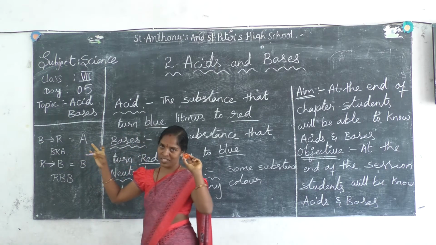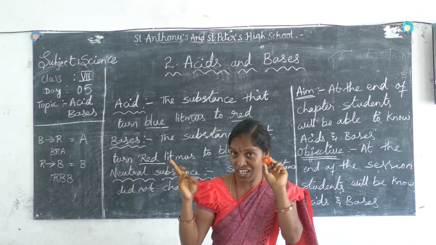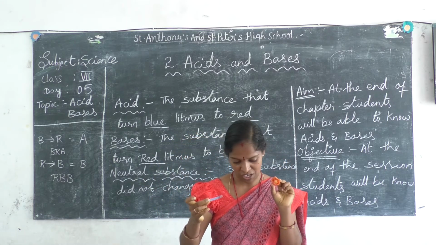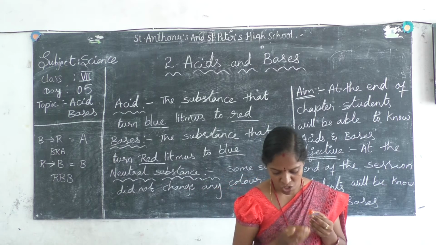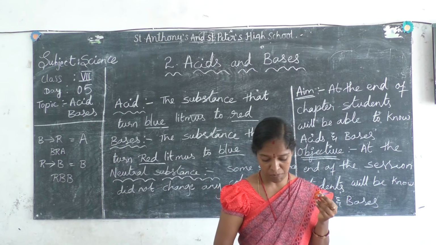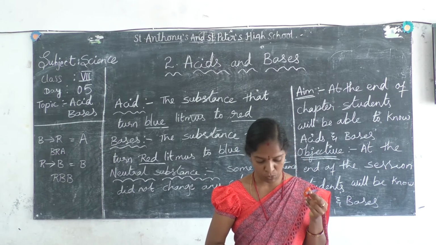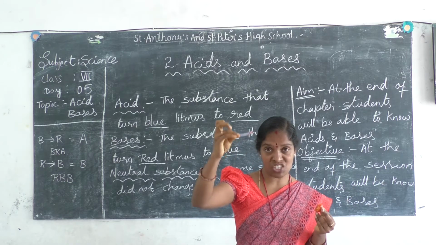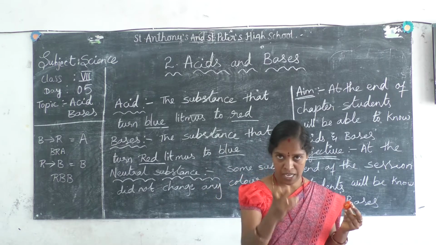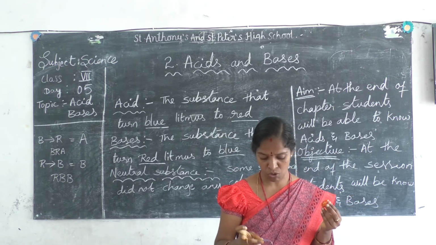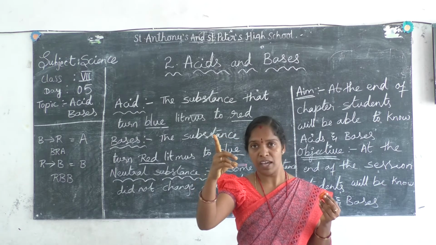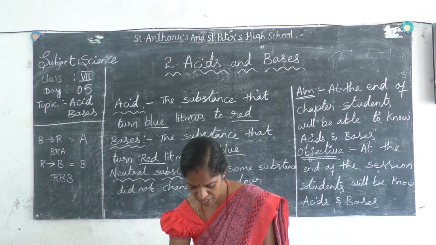Then this tomato is acidic in nature. Okay, now first column and second column. In the first column, red litmus turned to blue. In the second column, see here, blue litmus changed to red for the tomato. Make a tick mark there.